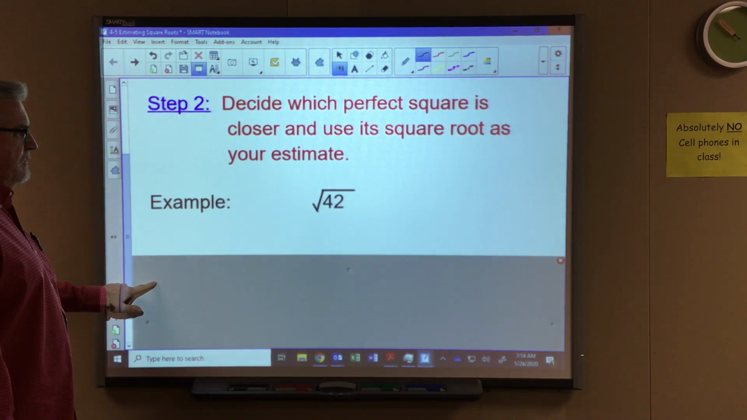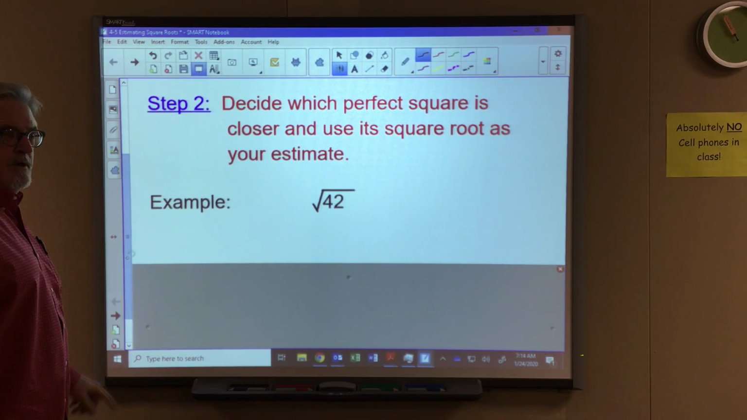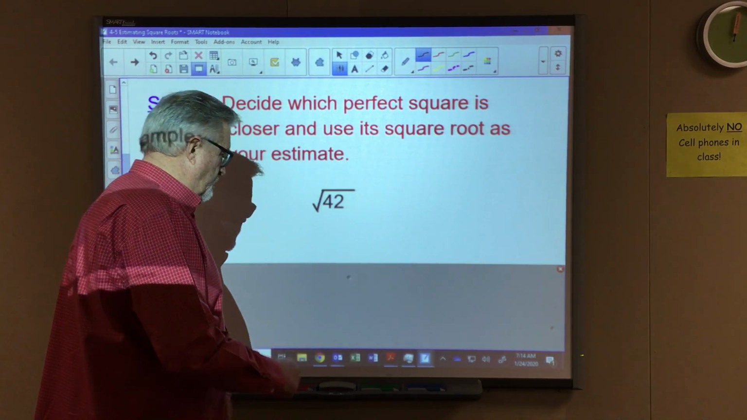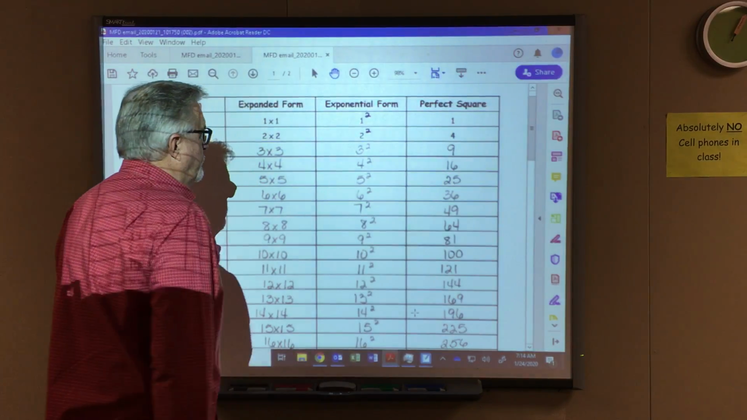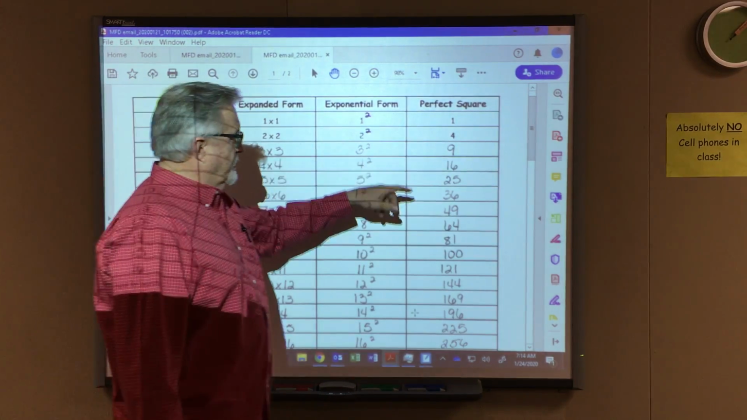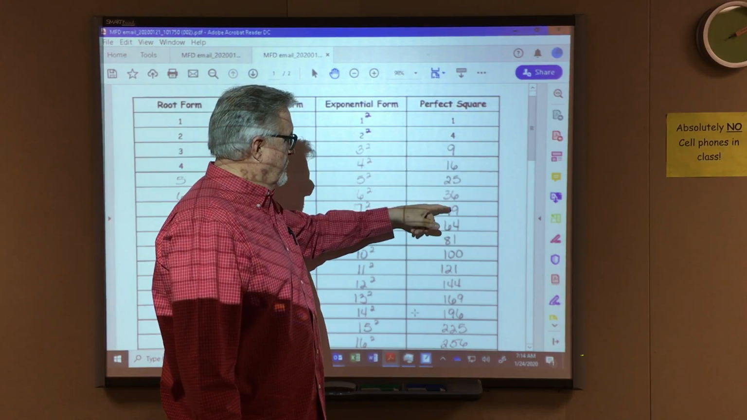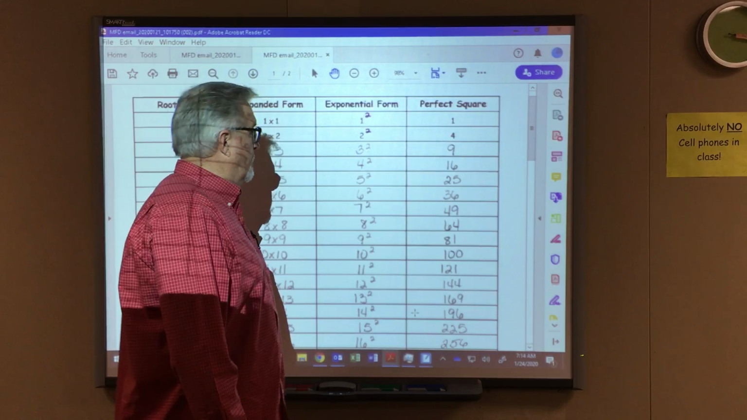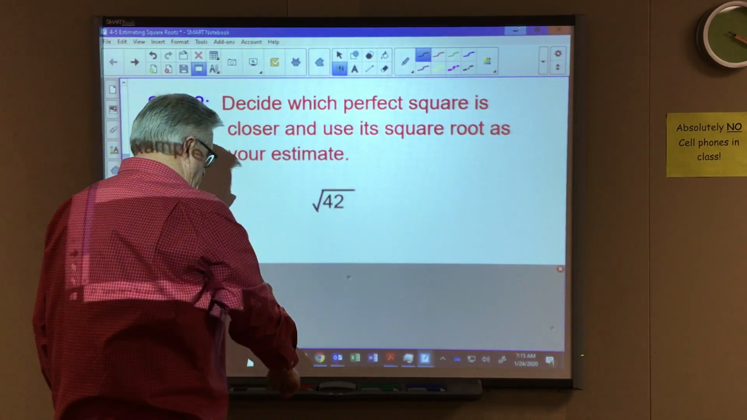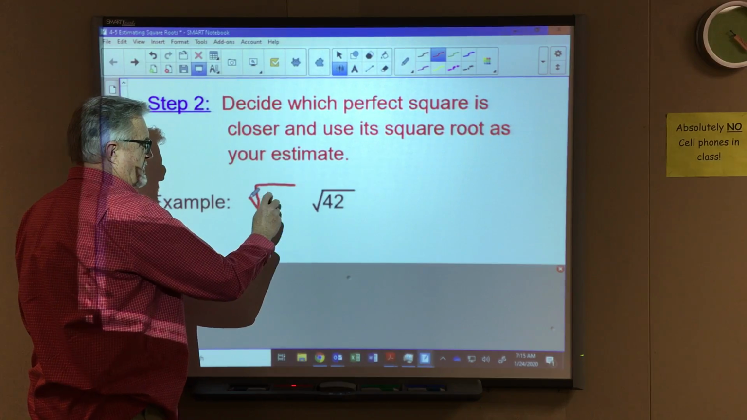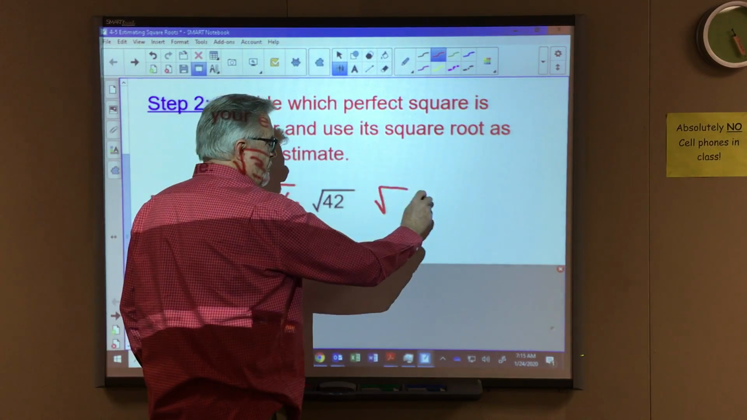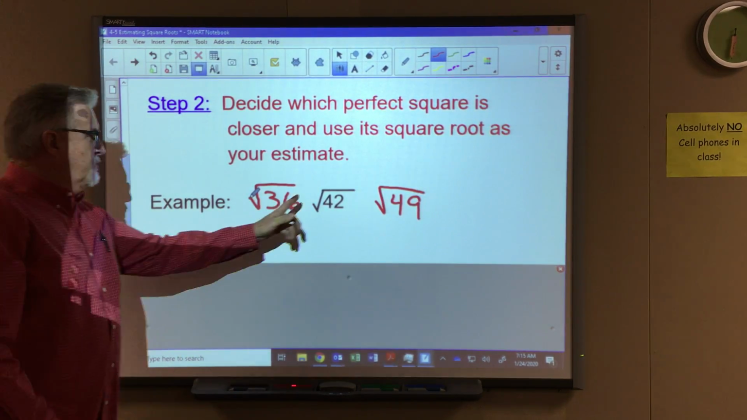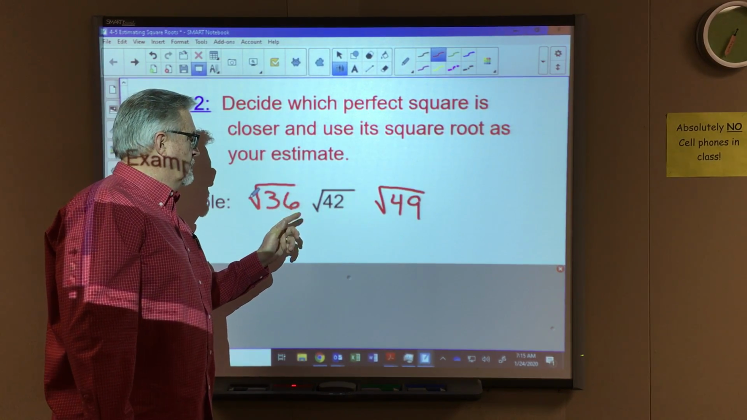Our example is 42. Now, 42 is not a perfect square. So we need to find the perfect square just below it and just above it. To do that, we can look at our table. Okay? Our number is 42. We're looking over here under the perfect squares. 42 would fall in between 36 and 49. So those are the two numbers that we're going to use. Okay? So we're going to take the square root of 36, that's the one just lower, and the square root of 49, because that's the number just higher. And we're going to figure out which one of these numbers our number is closer to.